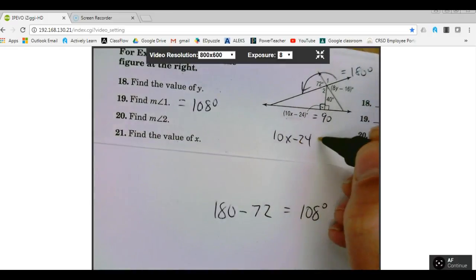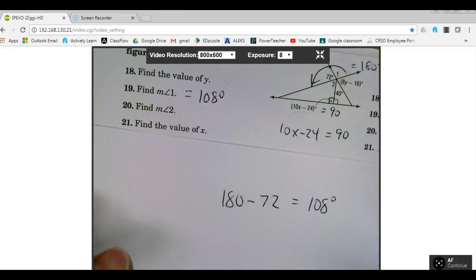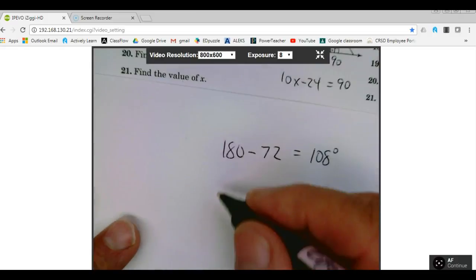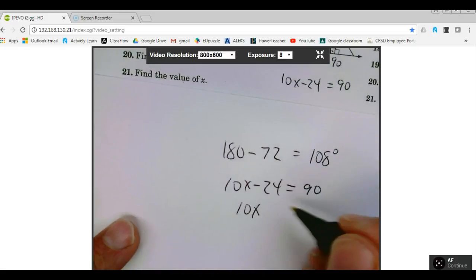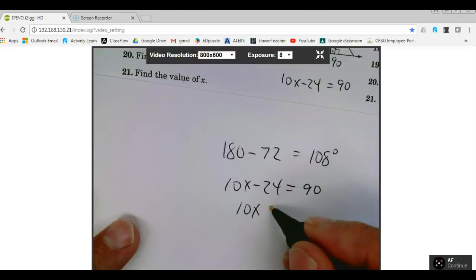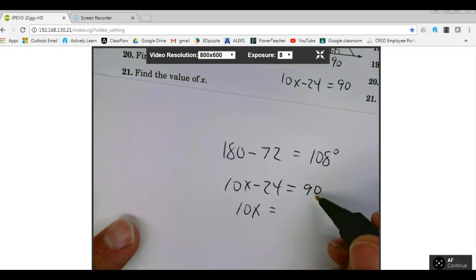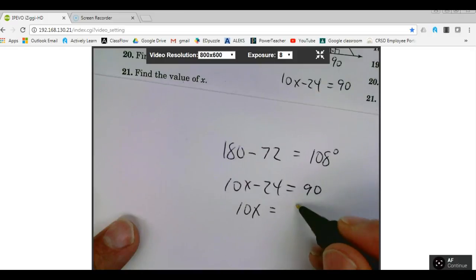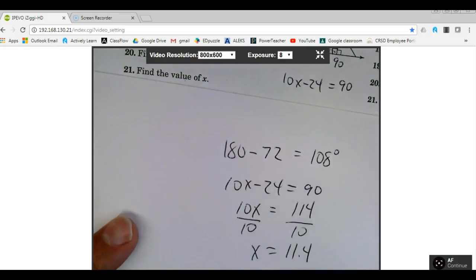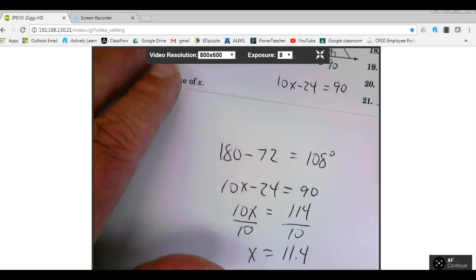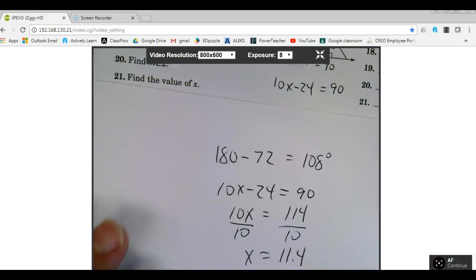10x minus 24 equals 90. We'll do that right here. So 10x minus 24 equals 90. We're going to go 10x, and add 24 to both sides. 90 plus 24 is 114, and then divide by 10, divide by 10, x is going to be 11.4 is what that's going to be, okay? And so that tells us the value of x.